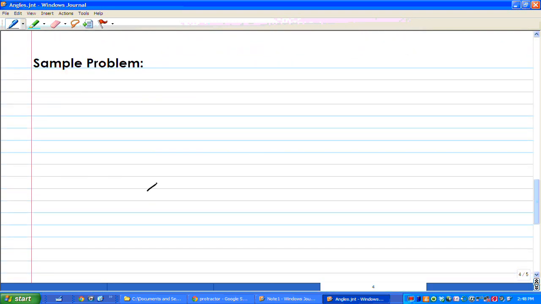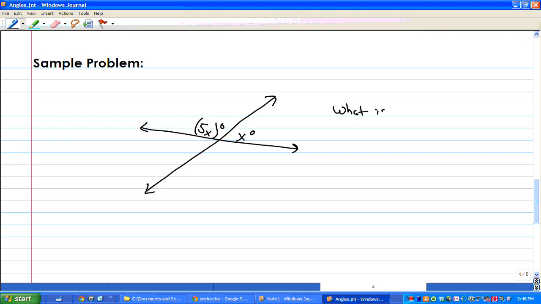And hopefully, I'm going to draw the exact same thing I just drew. But instead of writing in numbers here, I'm going to say this is x degrees. This is 5x degrees. And I want you to tell me what is x. Now don't look at that and say, man, I have no idea. Think about it for a minute. Think about the angles that we just talked about.